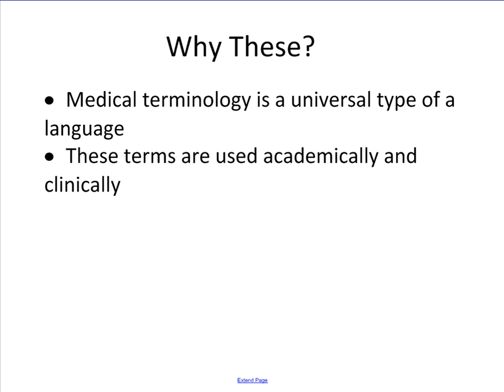Now, why do we have to use these terms? I mean, doesn't it just sound easier to say on top of, in front of, behind, back, whatever? All right. Well, first off, bear in mind that medical terminology is a universal type of language. The bulk of medical terminology is Latin with some Greek, a little bit of German, a little bit of French mixed in there. The bulk of it being Latin, and Latin is used in science because it's a dead language. No country speaks it as a first language anymore. So that allows for medicine, in terms of the language side of things, to be universal, regardless of what country you're in, what area you're in, and so on.